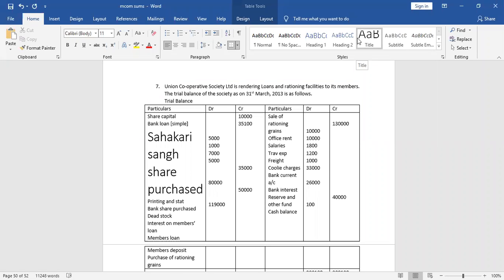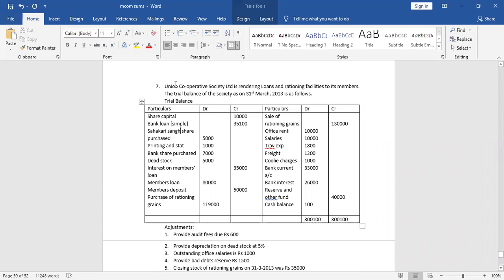Our next sum. Union Cooperative Society Limited is rendering loans and rationing facilities to its members. The trial balance of the society as on 31st March 2013 is as follows. तो ये लोग लोन भी देते हैं और rationing facility भी देते हैं. Grains and all also they supply. So the trial balance is given as follows.